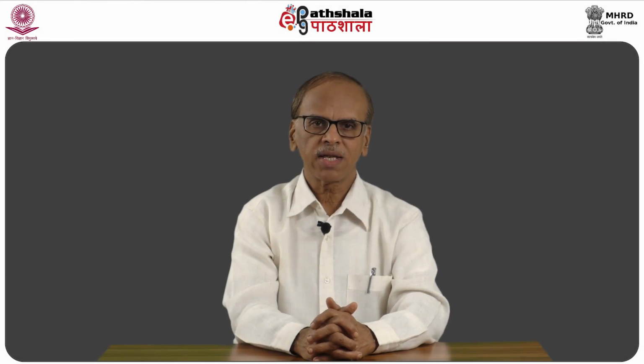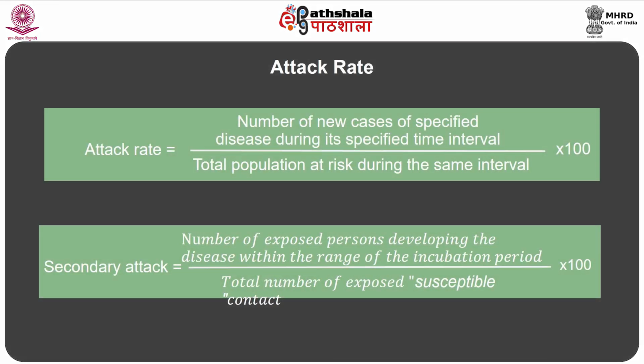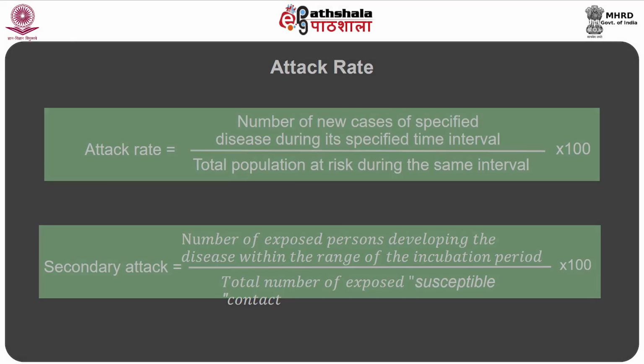Attack rate. Attack rate equals the number of new cases of a specified disease during a specified time interval, divided by the total population at risk during the same interval, multiplied by 100. Secondary attack rate. Secondary attack rate equals the number of exposed persons developing the disease within the range of the incubation period, divided by the total number of exposed susceptible contacts, multiplied by 100.